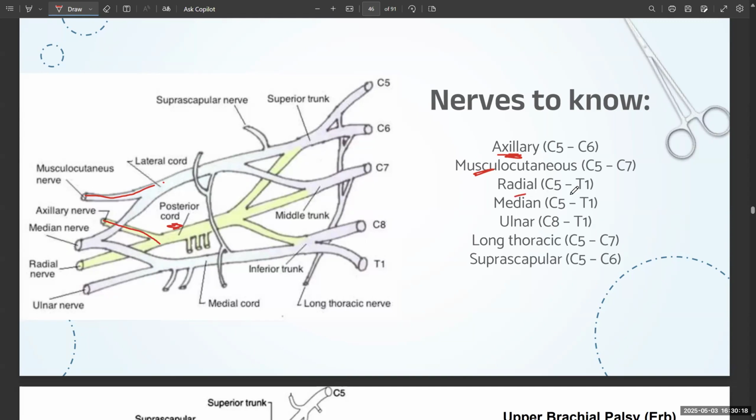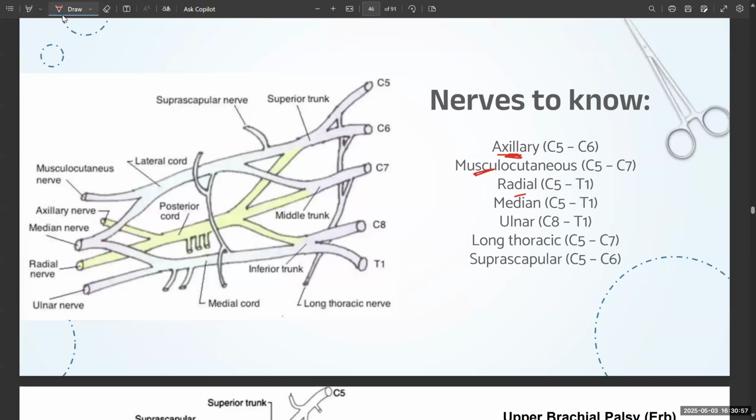The radial nerve is C5 to T1. It's huge, right? So it comes out from the posterior cord over here. If you go straight ahead, you find the radial nerve, okay? And then you have the median nerve, which is C5 to T1 again. It forms from the anastomosis of the lateral cord and the medial cord here, okay? So each is going to give off a root, one and two, and that is going to make the median nerve, okay? So let's clear this up.